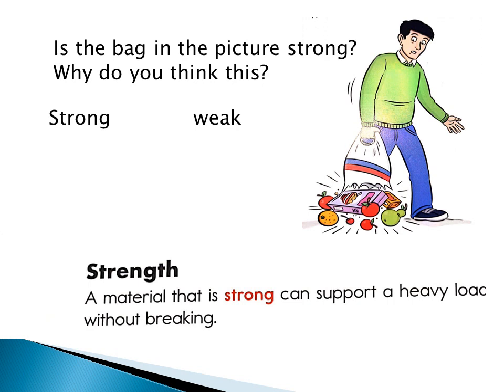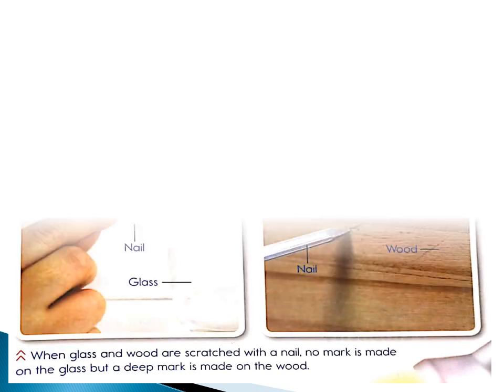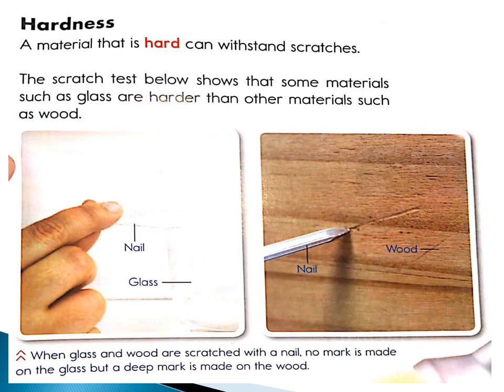And this property is called strength. And we studied this before. The second property here, and we talked about it also before, is hardness. The material that is hard can withstand scratch.